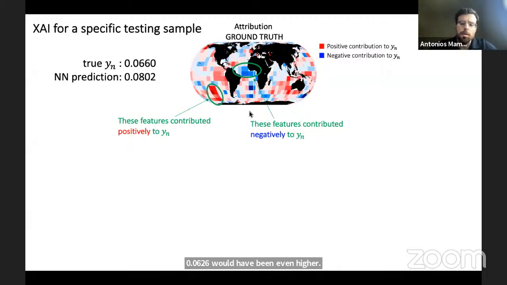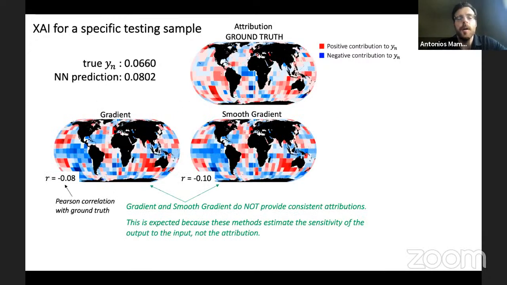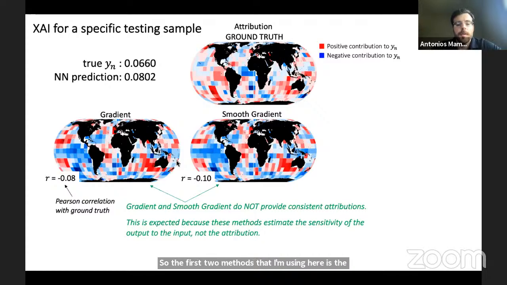And so now the goal is to apply different XAI methods and find out which pixels help the network to predict a 0.0802. So the first two methods that I'm using here are the gradient and the smooth gradient. And quickly you can see that these two methods do not provide results consistent with what the ground truth shows.